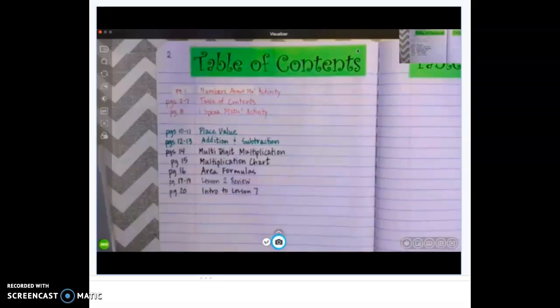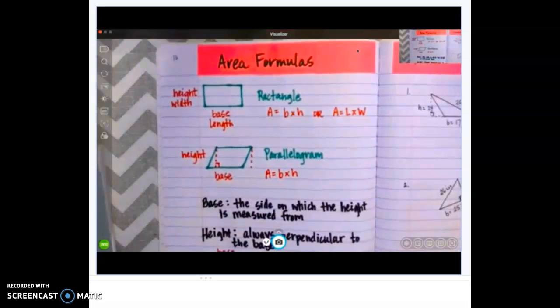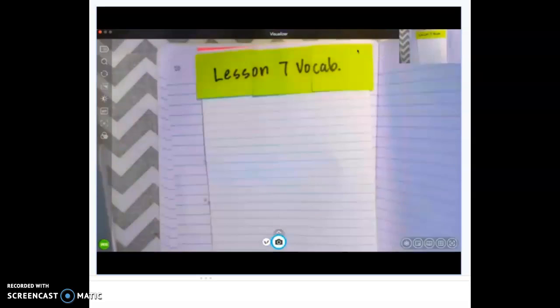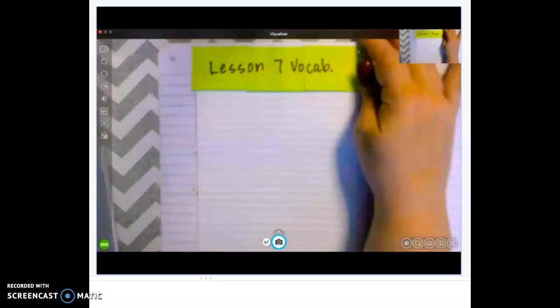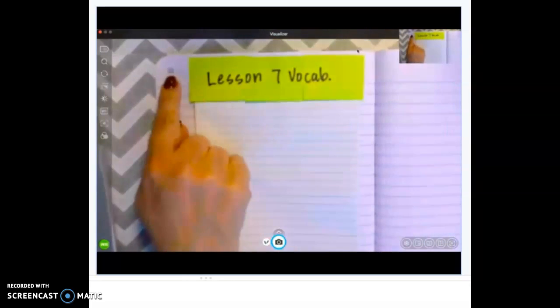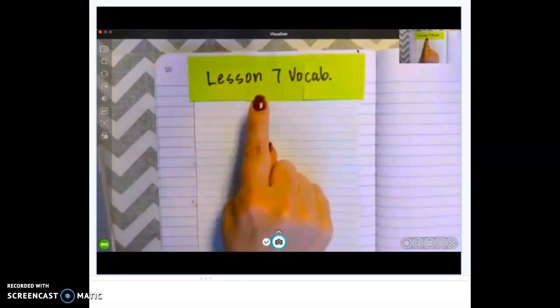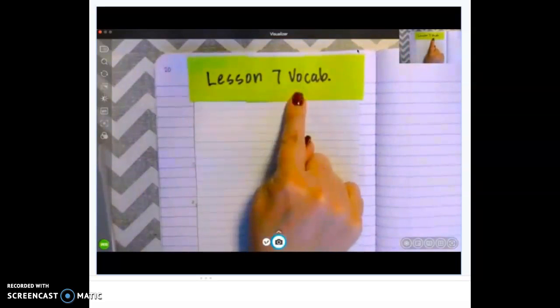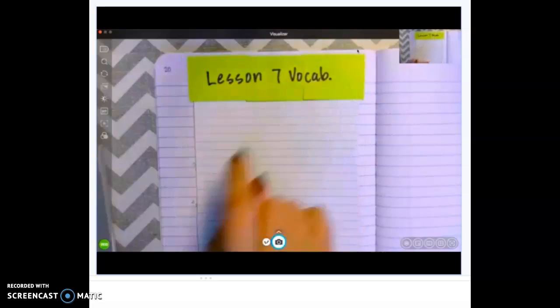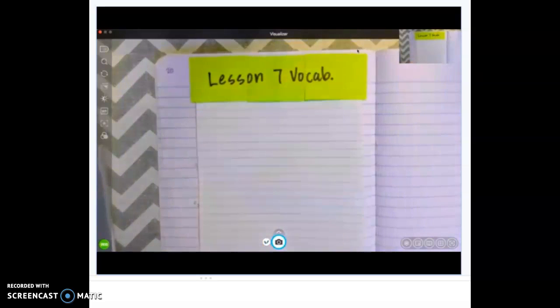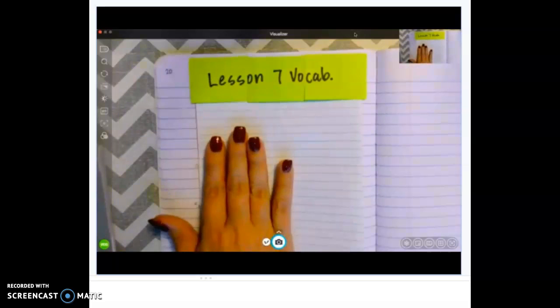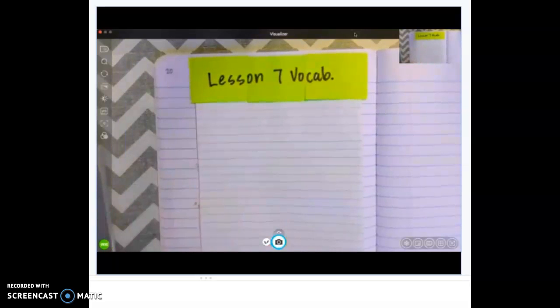Then I would like you to turn into page 20 in your notebook. And up at the top of page 20, I would like you to write down Lesson 7 vocabulary. So teachers, if you need to, or anybody that's at home, if you need to pause for a minute, go ahead and pause. And then we'll come back and we're going to start to get our Lesson 7 vocabulary into our notebook.